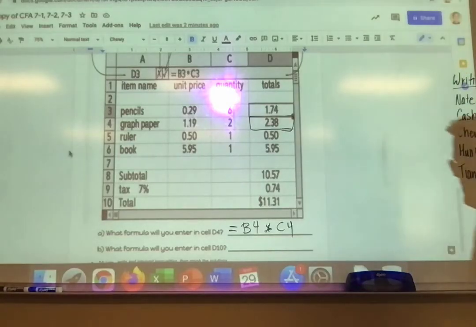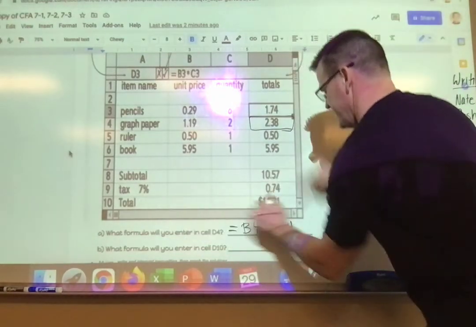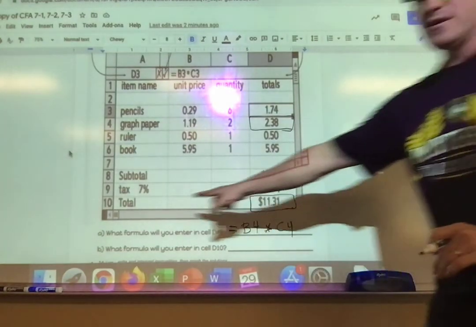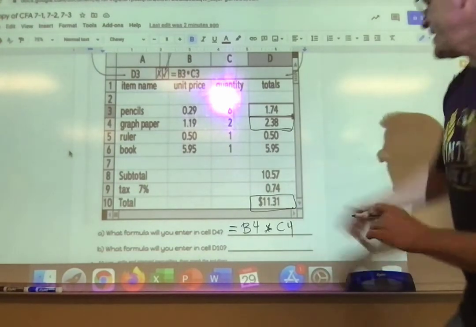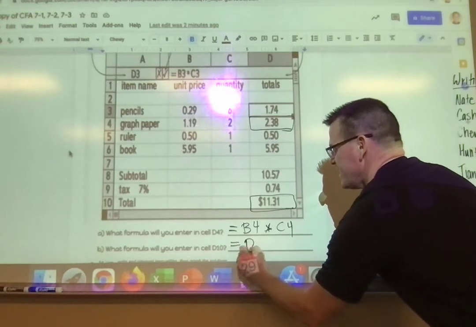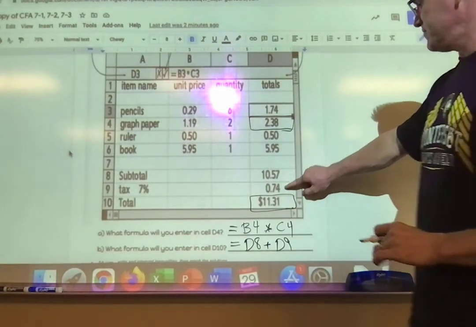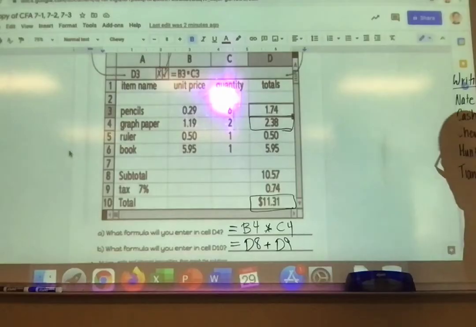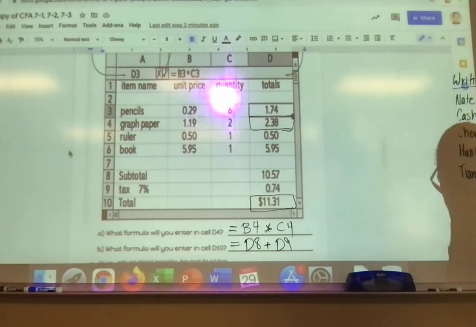Okay? And then the last part, what formula will you enter in cell D10, which is clear down here. To get the total, I would need to add these 2 columns. So I could take D8, got to say equals first, D8 plus D9. D8 plus D9, that would add this column plus this, and that's the total plus the tax to get that overall total. Okay? So again, making sure you get these written down, and if you have questions, let me know, and we'll talk through some more about this.